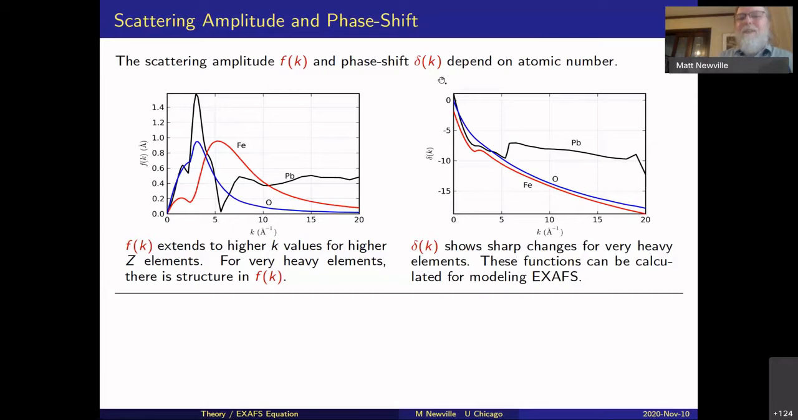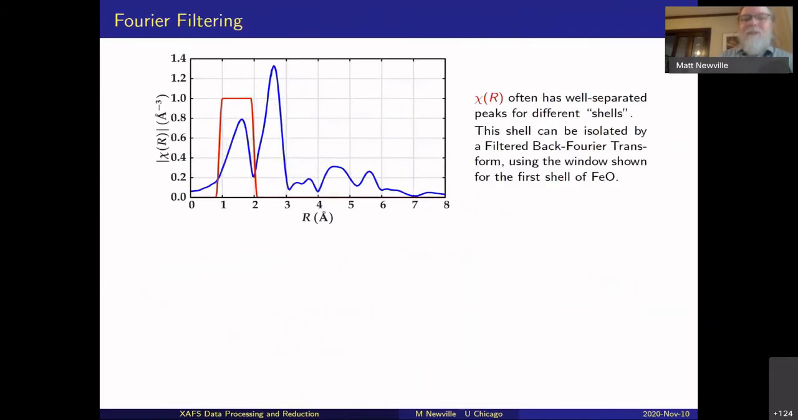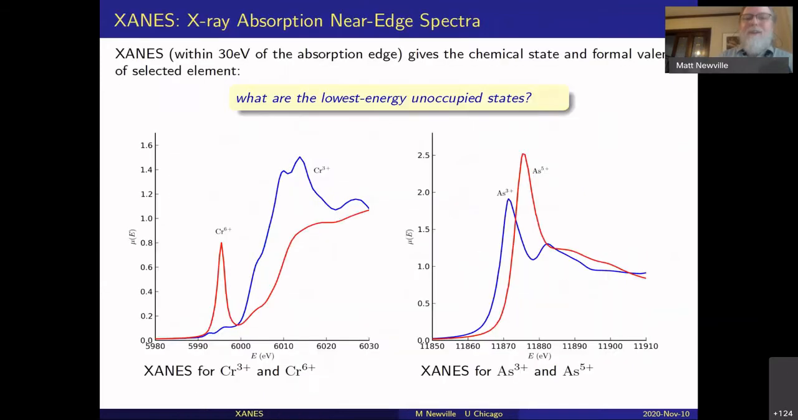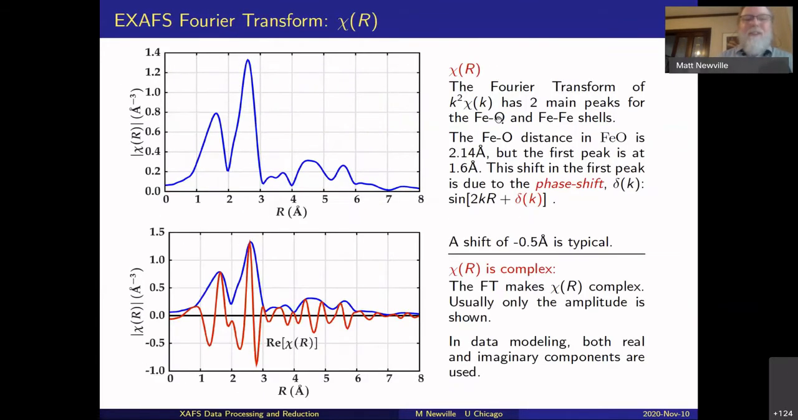I mean, you have to take into account that that's not exact, and you can't do analysis like that, but that's why there is a half angstrom shift to lower distance. So an atom at 2.14 angstroms gives a peak at about 1.6. That's the half angstrom phase shift. That's typical. And then the Fourier transform is complex.